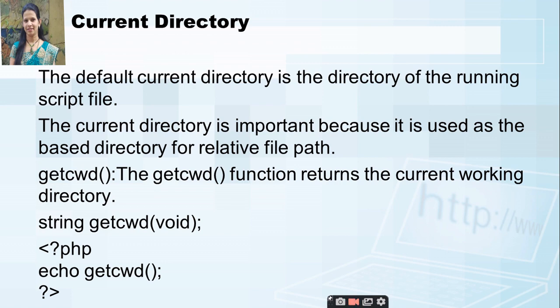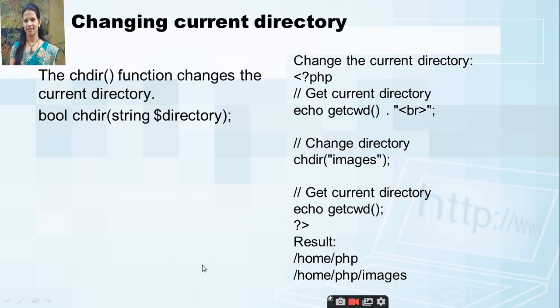In that you can use different functions like getcwd. This function returns the current working directory. Here is one example. First write the syntax: string getcwd(void). Then use this getcwd, and it will return the current working directory.